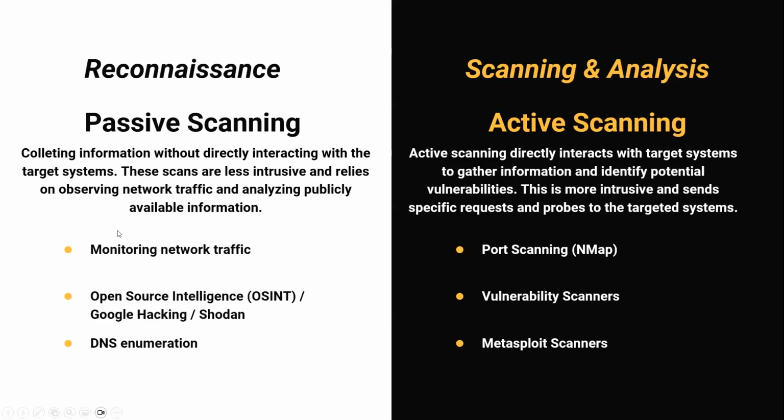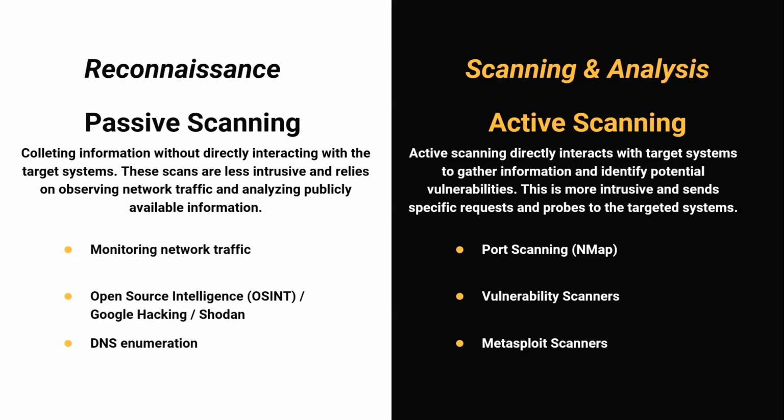So your passive scanning is collecting information without directly interacting with the target systems. This is less intrusive and relies on observing network traffic and analyzing publicly available information. Again, this is where you're doing things like Google hacking, using tools like Shodan, open source intelligence, maybe doing DNS enumeration. If you're on the network, you're using something like Wireshark, where it's just sniffing the packets. You're not actually doing anything to the target.